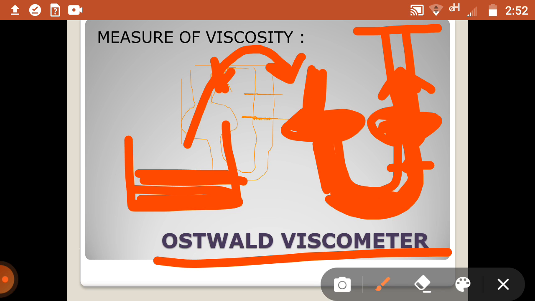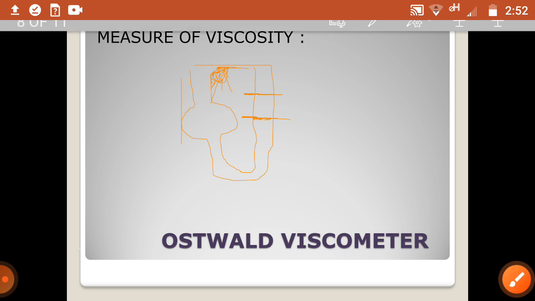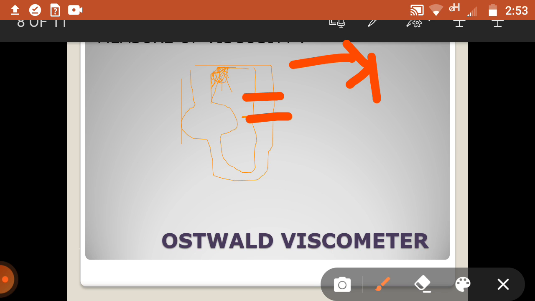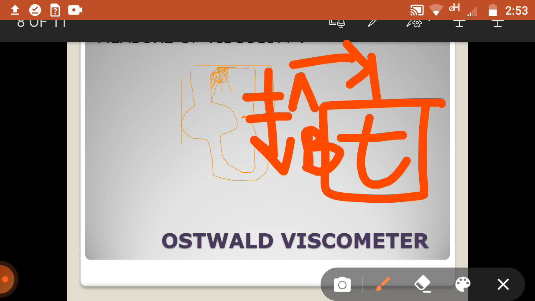Now you can allow this, the volume is going to decrease in that pipe. So now the flow of liquid, you can suck, and from point A to point B the liquid can be present. Now you can stop sucking. The liquid moves from point A to point B. In what amount of time? The time is important. You have to note this time.